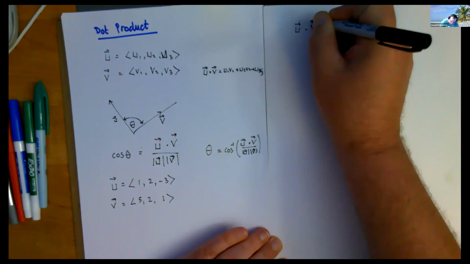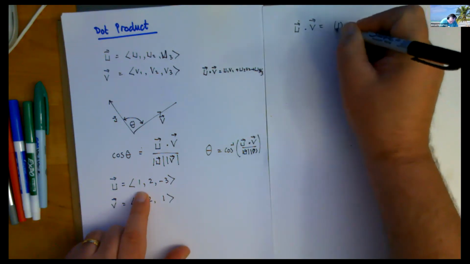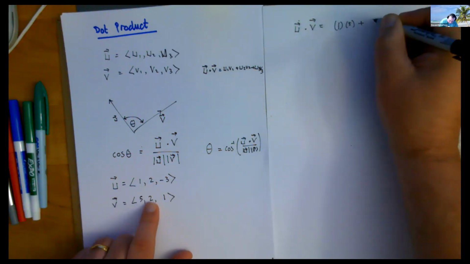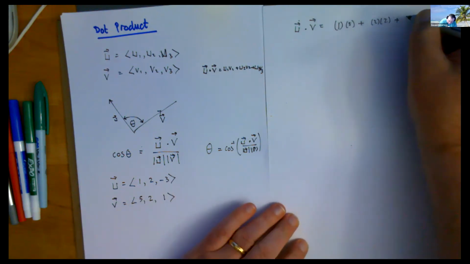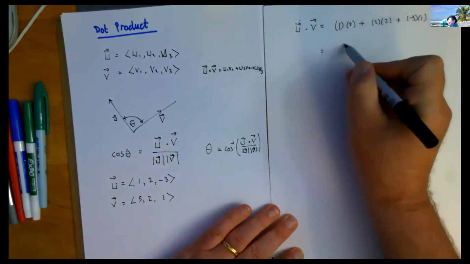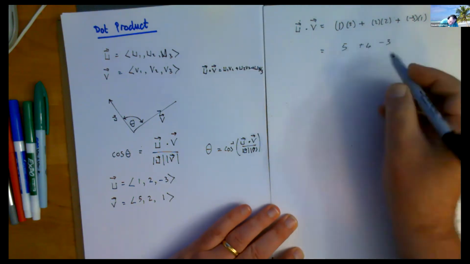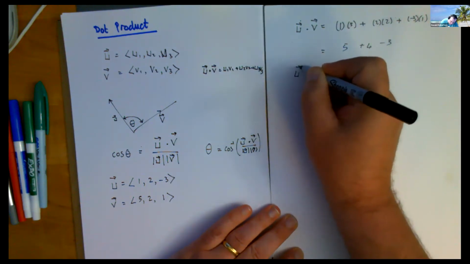If I take the dot product, it's essentially 1 times 5, 2 times 2, and -3 times 1. That one is 5, that one is 4, and that one is -3. And I hope that ends up being 6.